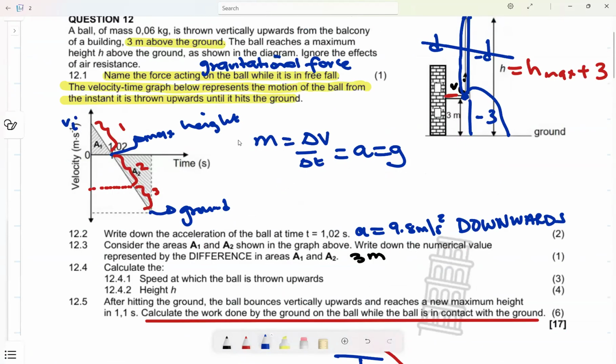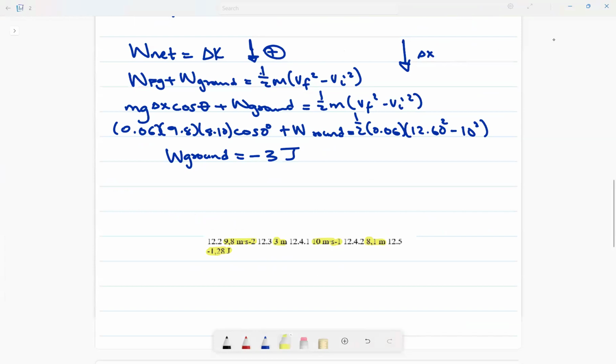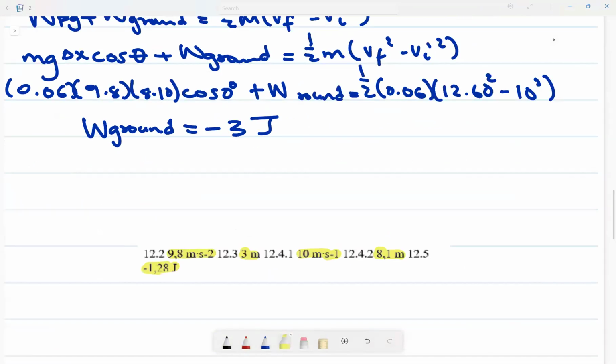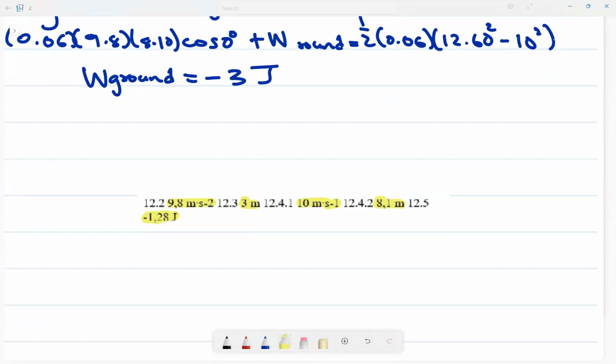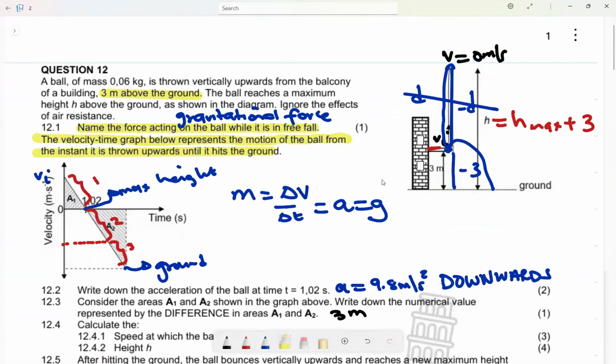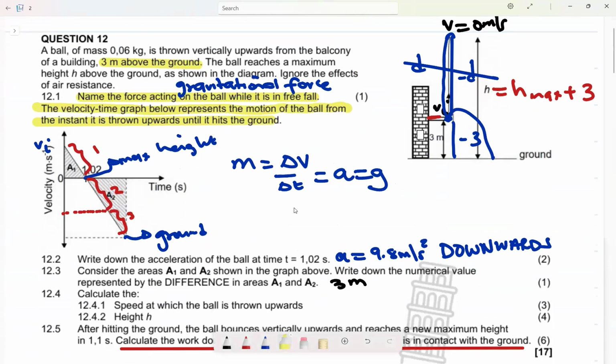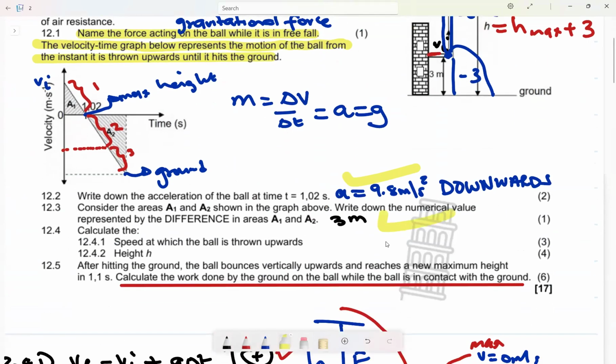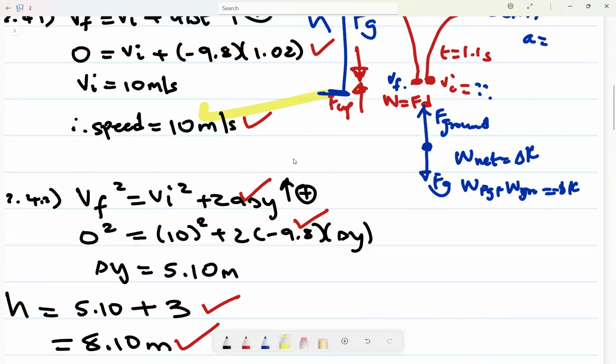I can't remember which question paper I took this one from, but let me try to find a memo for this one and then show you if we did things correctly or not. All right, I am back now. I found the memorandum. The memorandum confirms that these first three answers, 9,8, 3 meters, 10 meters per second, are correct. First one, 9,8. Here it is. 3 meters, correct. 10 meters per second, correct.